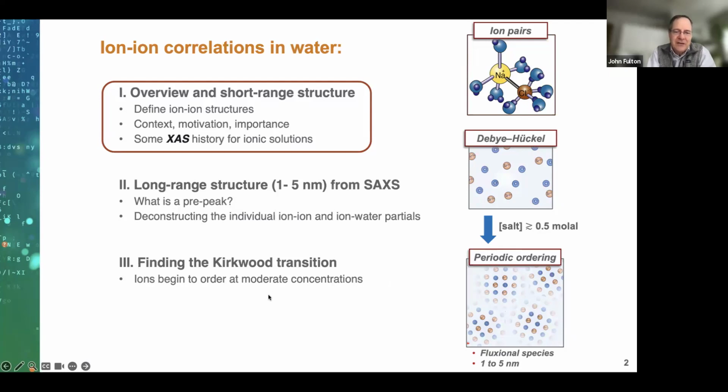And in the final section, I'll talk about looking for the Kirkwood transition. This is something proposed by theory, at a certain salt concentration, very roughly about 0.5 molal. And molal is the number of moles per 1,000 grams of a solvent. It's a convenient measure. At a certain concentration, we go to a system that shows periodic ordering to long distances between 1 and 5 nanometers.